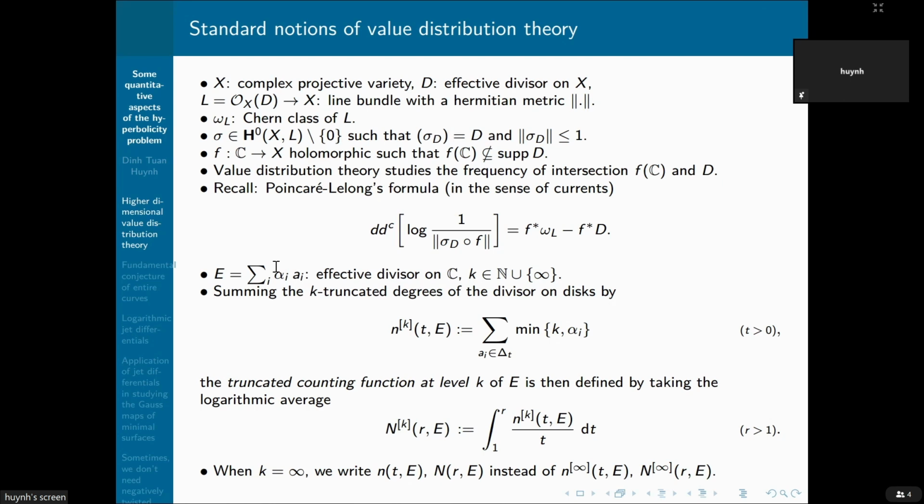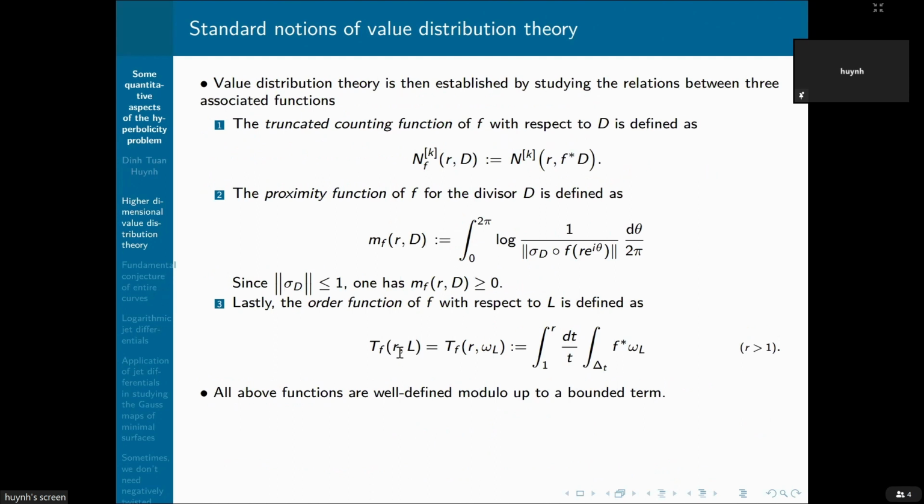So the point here is that you restrict to counting the total degree only on the disk, and then we study the growth of that number when the disk radius tends to infinity. In this sense, first you sum the k-truncated degree of the divisor on the disk, and then you take the logarithmic average. That gives you the counting function of the divisor. The value distribution theory is then established by studying the relation between three associated functions.